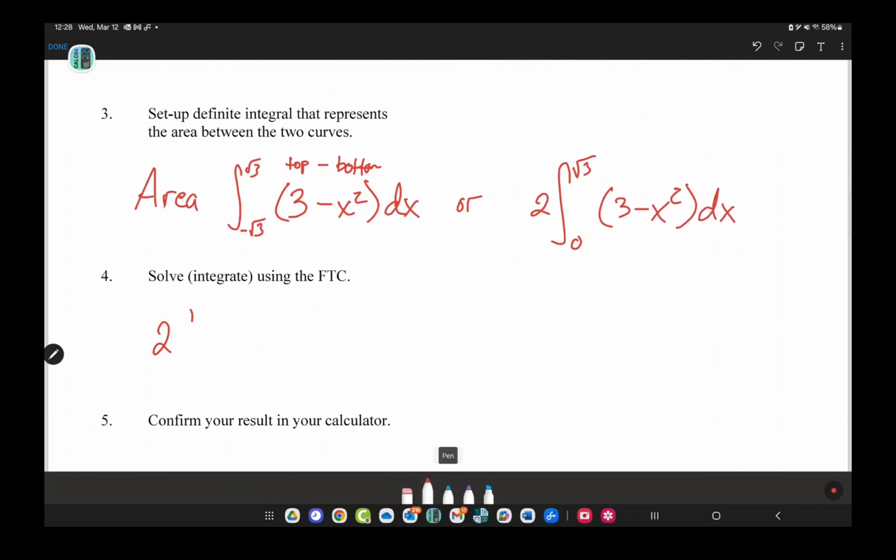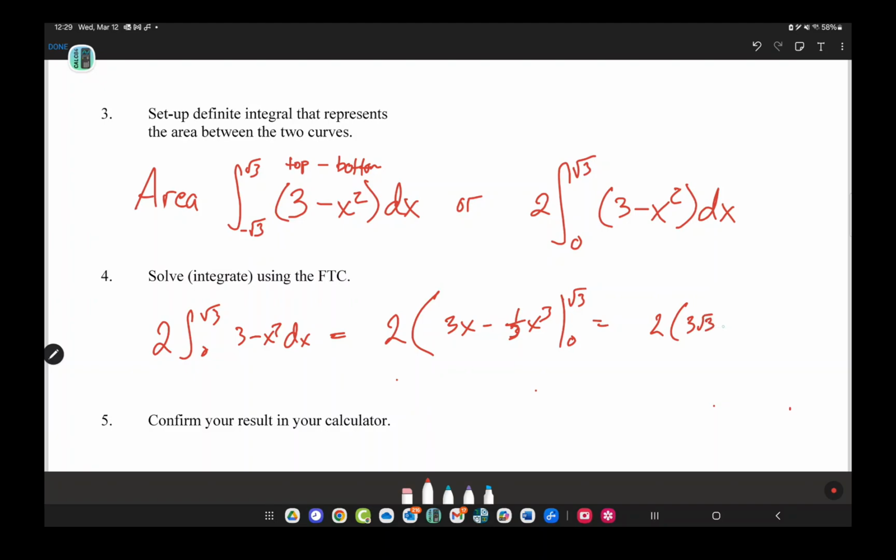So 2 times the integral from 0 to square root of 3 of 3 minus x squared dx gives you 2 times, what, 3x minus 1/3 x cubed from 0 to square root of 3. Plugging in 0 would just give you 0, which is a nice part about it. So all I do is plug in root 3, so 2 times 3 root 3 minus 1/3 of 3 root 3.